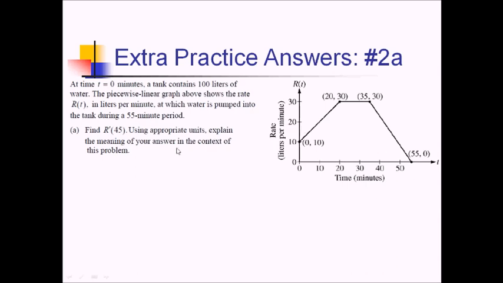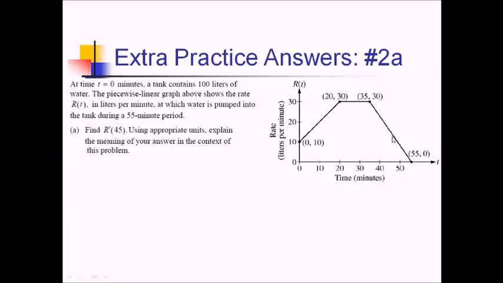So for the first part of this problem, they just want us to find R prime of 45 and then explain what that means in the context of the problem. So let's start with the purely mathematical part. R prime of 45, that is the slope of the R function at time 45.